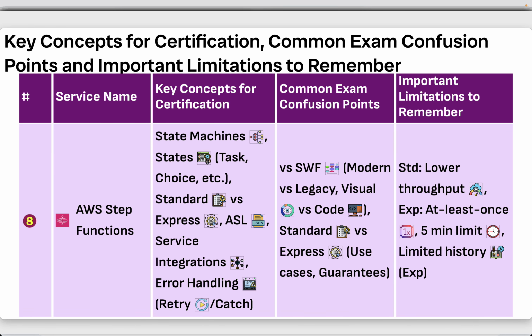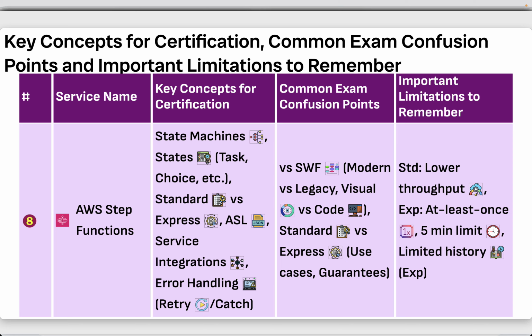AWS Step Functions. Key concepts for certification involve state machines, states which are tasks, choice, etc. Then workflow type, standard versus express. Amazon States Language, ASL, which is in JSON format. Service integrations, error handling, retry and catch mechanism.